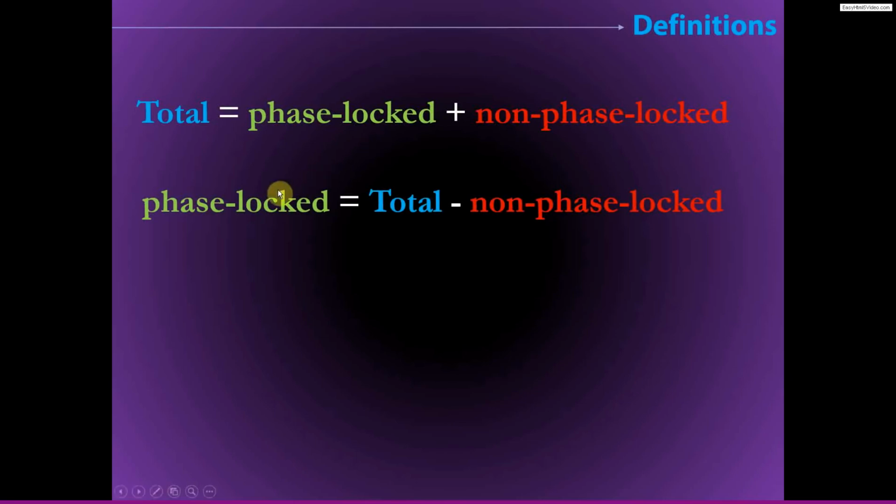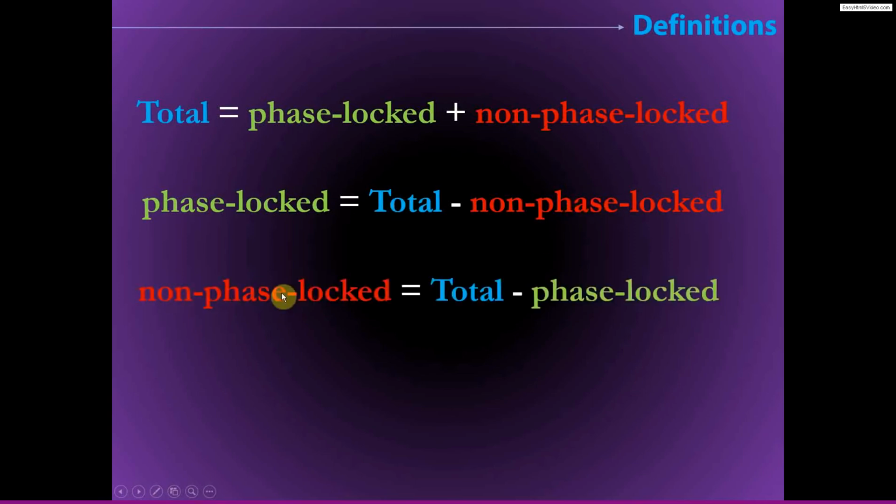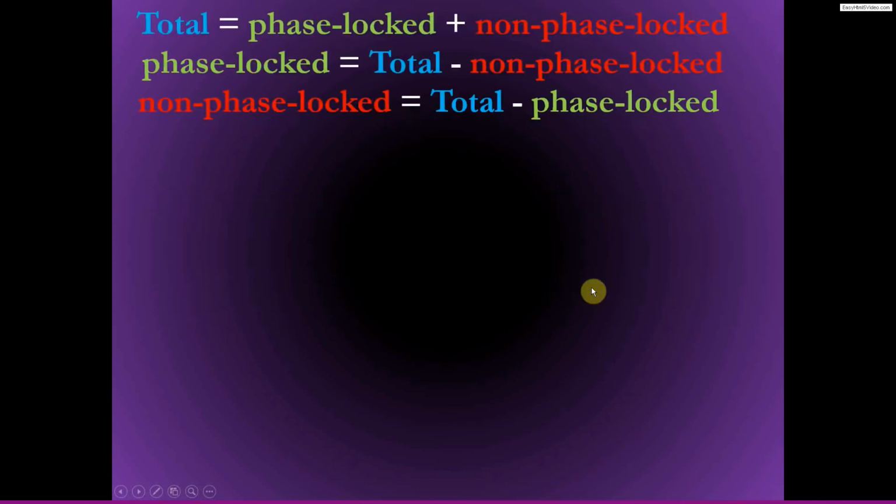Starting from this very simple assumption, we can do just a little bit of basic algebra and define the phase-locked part of the signal as whatever is left in the total part of the signal when you subtract away the non-phase-locked part of the signal, and vice versa for the non-phase-locked part of the signal. It's just the total signal minus the phase-locked part of the signal.